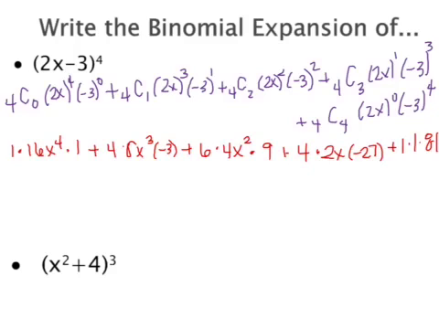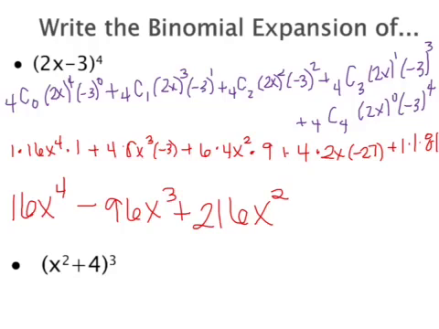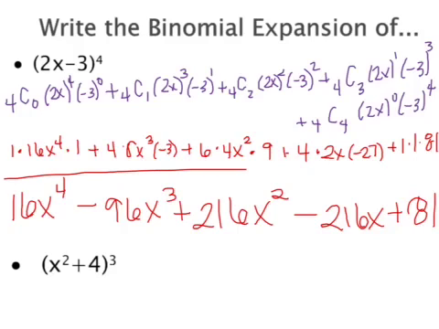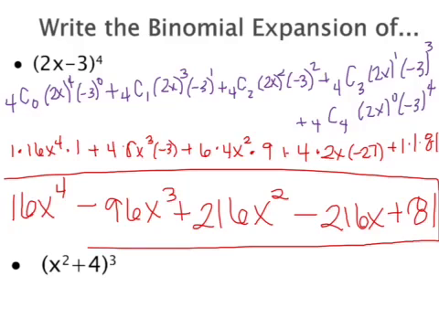Alright, so to simplify this, we're going to have 16x to the fourth minus 96x cubed plus 216x squared minus 216x plus 81. Now, while some of you are complaining that you think that was a lot of work, just think about how awful it would be to multiply 2x minus 3 times 2x minus 3 times 2x minus 3 times 2x minus 3. That's a lot of work. There's a lot of room for error, where this is a lot more efficient, and we get to the answer a lot quicker with less room for error.